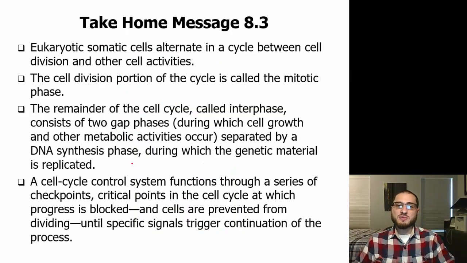So in eukaryotic somatic cells, they alternate in a cycle between cell division and other cell activities, just being a cell living. The cell division portion of the cycle is called the mitotic phase, and then you're going to have the other phases where you have your gap 1, your S, your gap 2 phases as well.